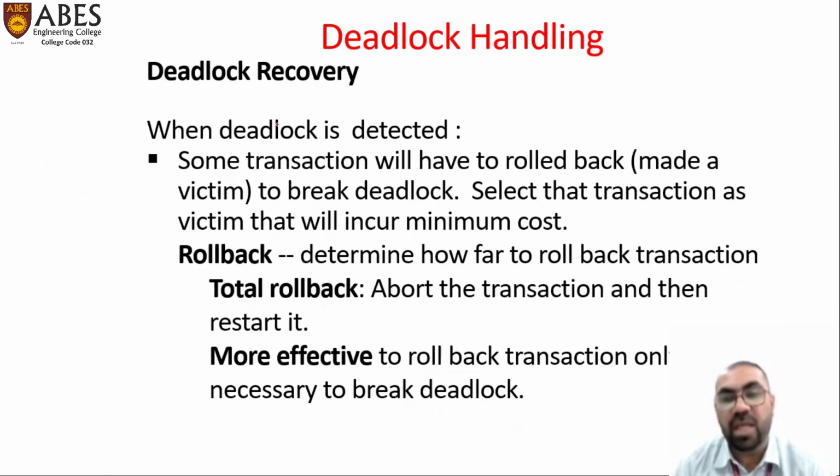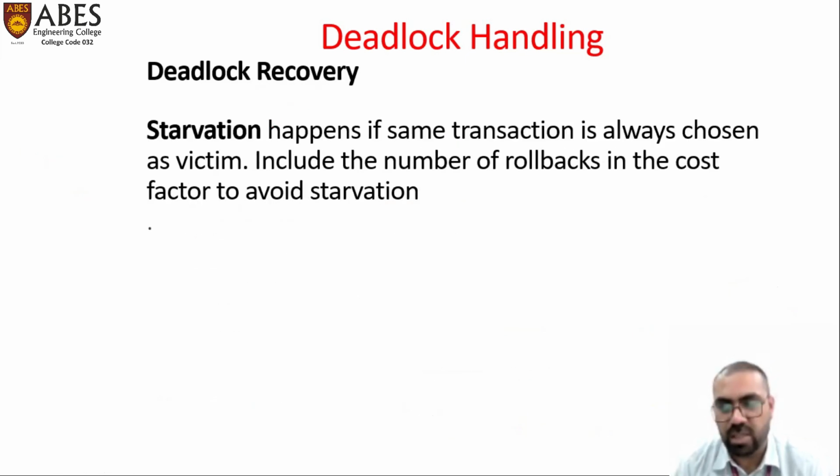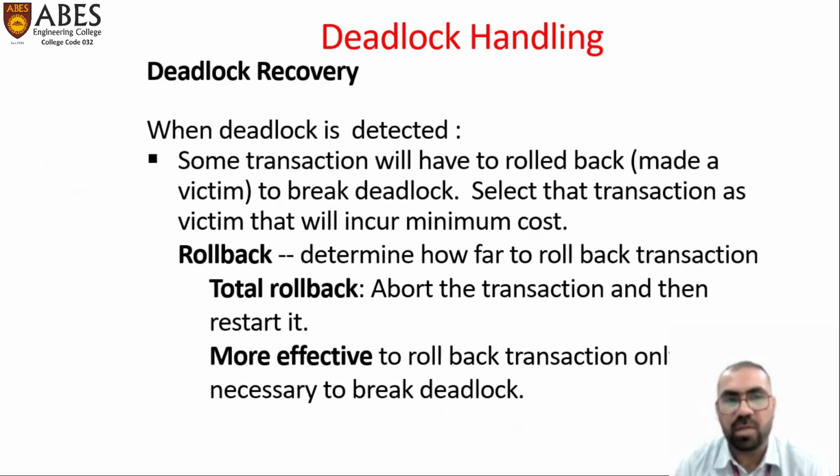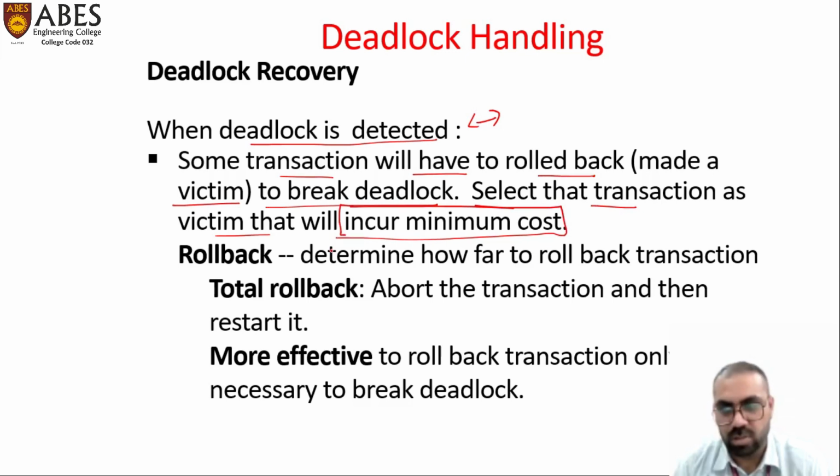Now we say that when we have a deadlock, we have to recover from it. What are the cases where we have to recover? When a deadlock is detected, that is, we have found it and the system is in deadlock, some transaction will have to be rolled back, made a victim, to break the deadlock. This selection is very critical, otherwise the system would remain in a deadlock condition. Select as a victim the transaction that will incur minimum cost.